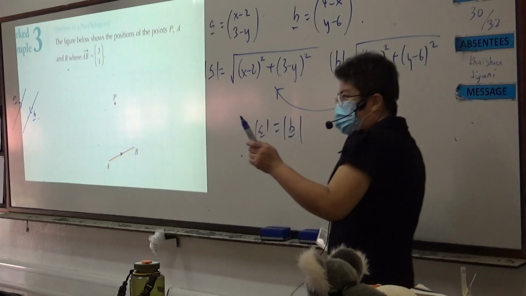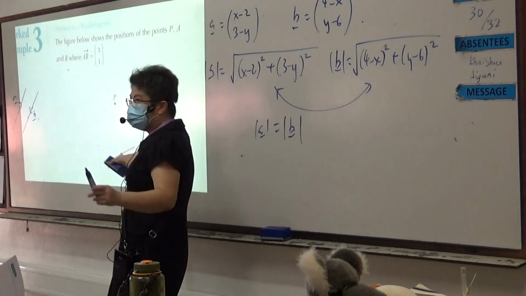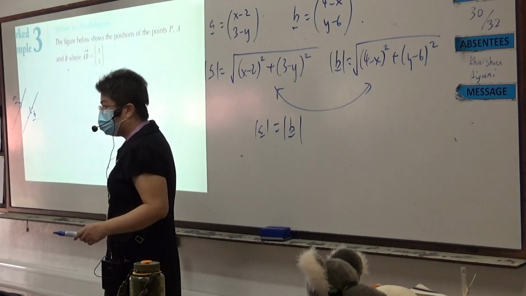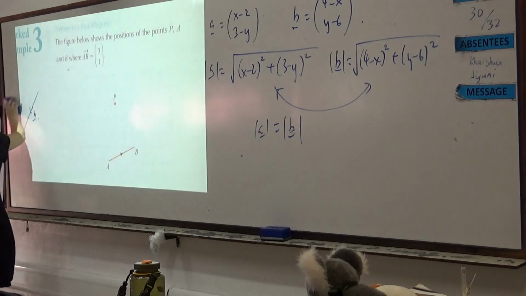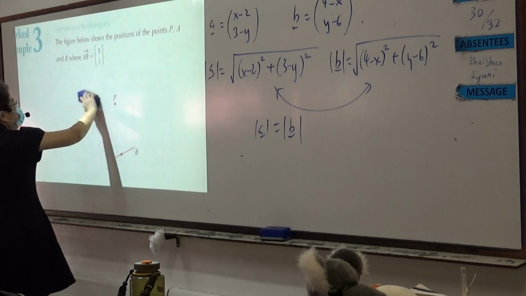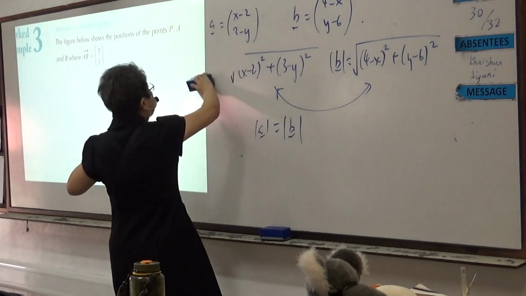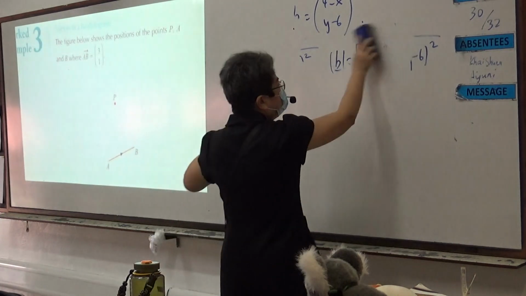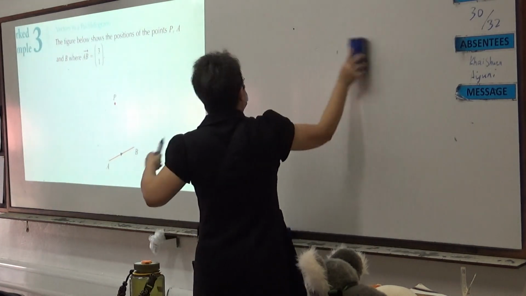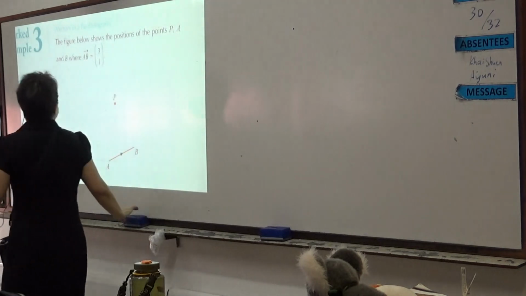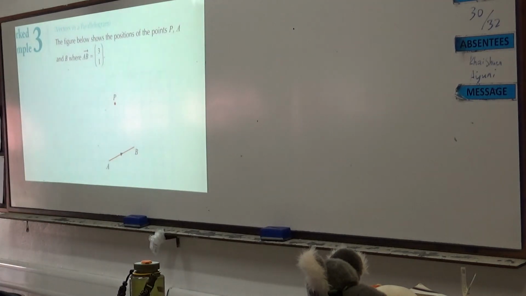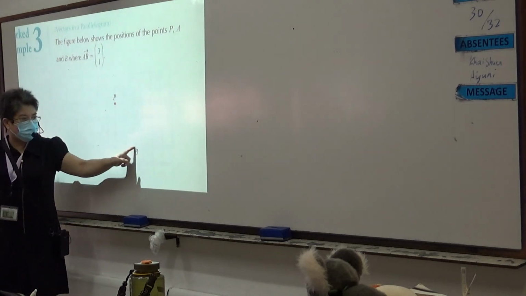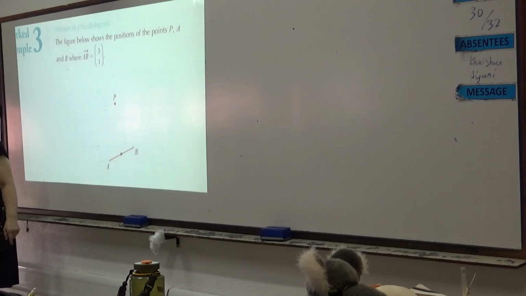O levels, they like to give you questions like that, ask you to draw. Paper 1 especially. Let's take a look here. I want everybody to look up. Don't look at the textbook. Let's look at the board. The figure below shows the positions of points P, A, and B, where AB is (3, 1). Now you look at AB. 1, 2, 3, 1. Can you see? It's correct, the column vector.